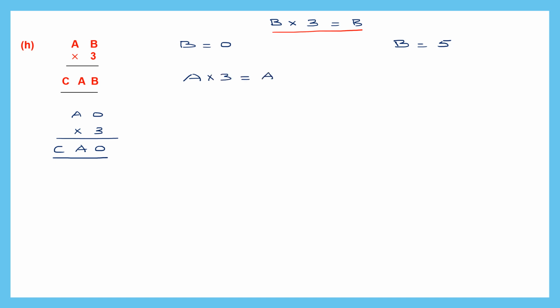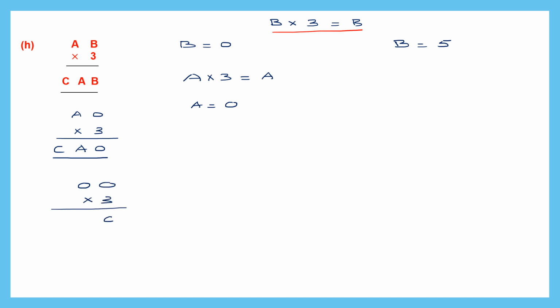That means just like we found out for B, we tried with 0, 1, 2, 3, 4, 5 and we found out that B could be 0 or 5. Similarly, here also A can be 0 or 5. Because just like B into 3 is equal to B, same way A into 3 is equal to A. So A can be 0 or A can be 5. Now suppose we say A is equal to 0, let's try and work out the sum with 0. So here it is A0 into 3.